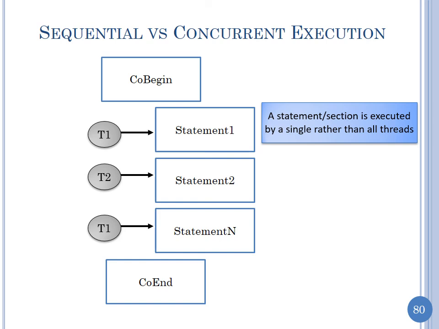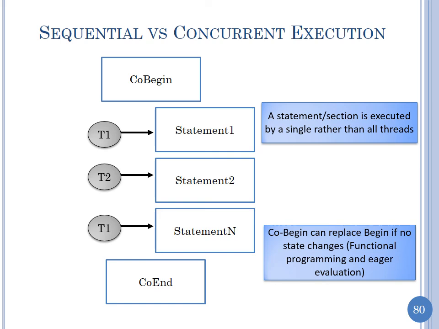So a section is executed by a single thread rather than all threads. That's important. It's not that all threads execute this statement. We also create parallel threads, but all the parallel threads have already been created by the parallel construct, and we just divide these threads among the different pieces of code. And in functional languages, where there is no state, you can take a sequential program that has begin and end and replace them with co-begin, co-end, and it should still work.